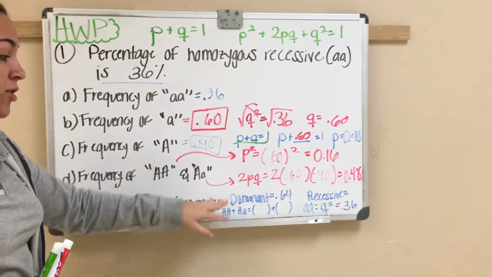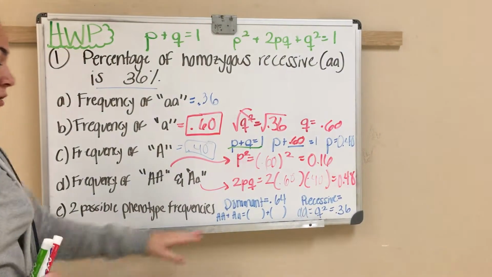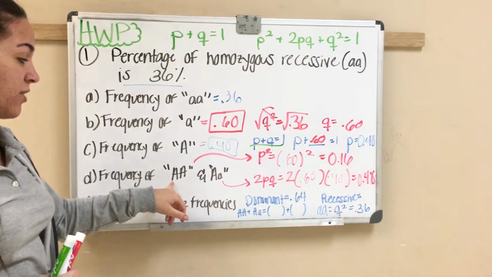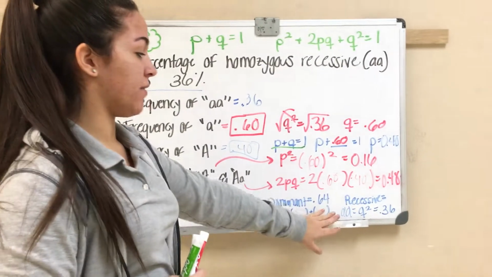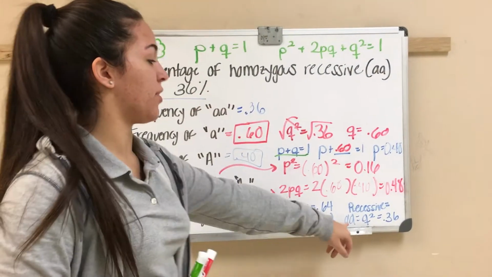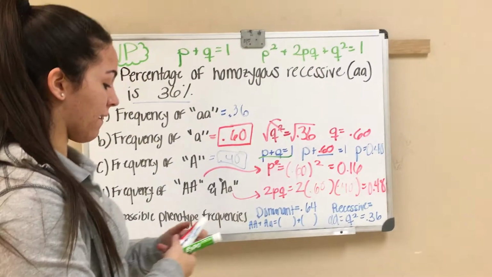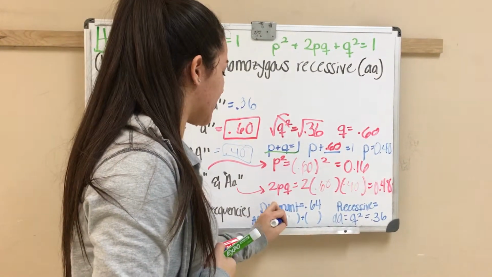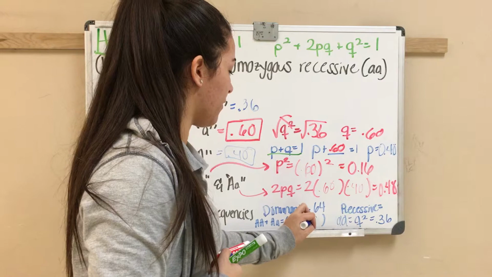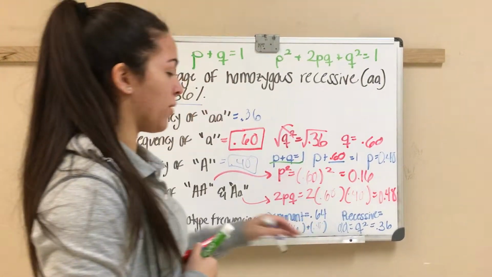Now for the last question, it asks you what the two possible phenotype frequencies are. For phenotype, it's either dominant or recessive, and in order to find that, you have to add the heterozygous and the homozygous dominant. The recessive is already given to you in the question, which is 0.36, and for the dominant, you have to add 0.16 plus 0.48, which is going to equal 0.64.